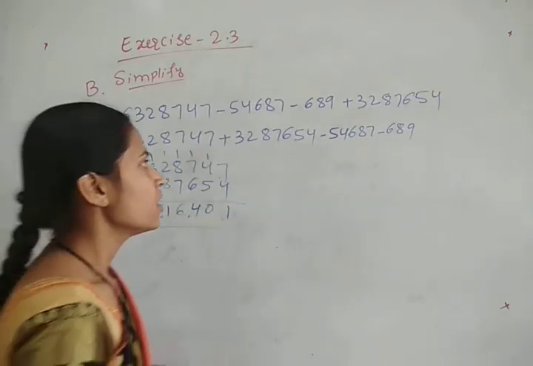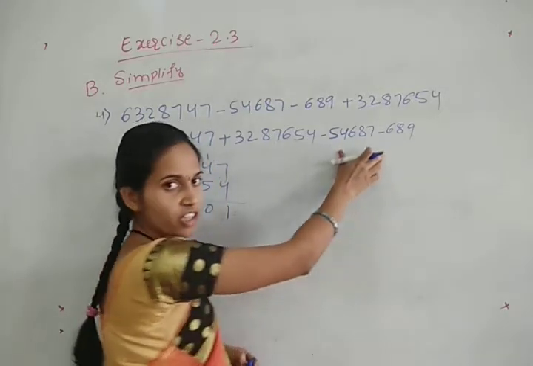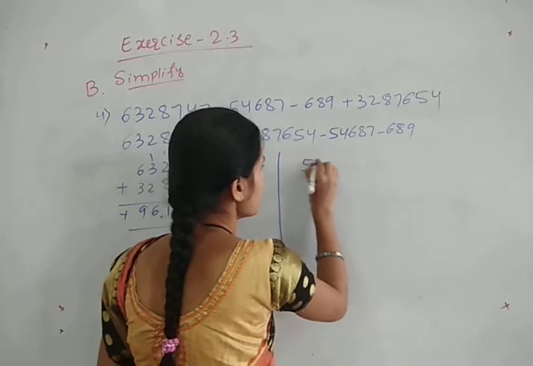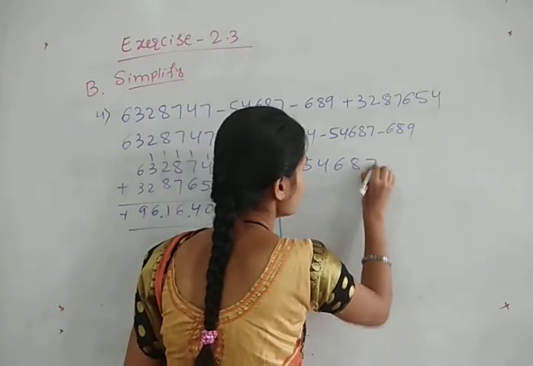Now let us add the two numbers which are with the minus symbol. Okay. So see here. I will write here 54687 to this.